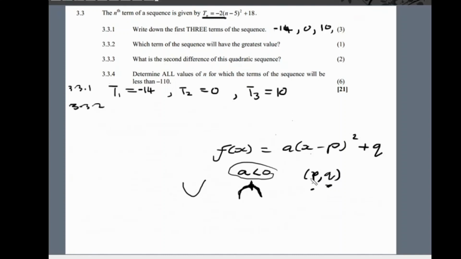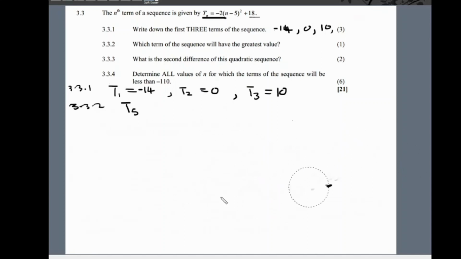So here, when you look at this function, this sequence will have a maximum value of 18 when n is 5, right? But which term of the sequence will have the greatest value? So there you'll just say T5, term number 5 will have the greatest value, right? And term number 5 is 18, isn't it? So by just writing down T5, you'll get your 1 mark there.